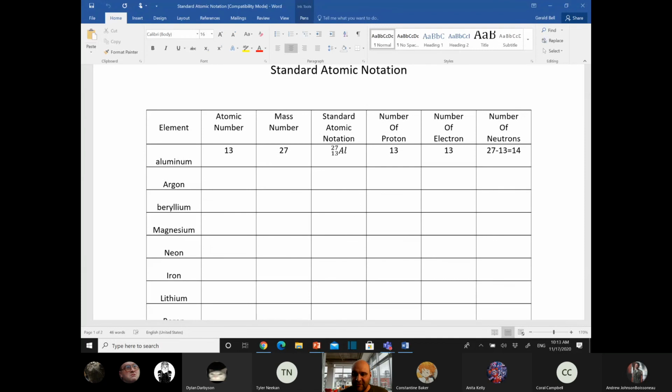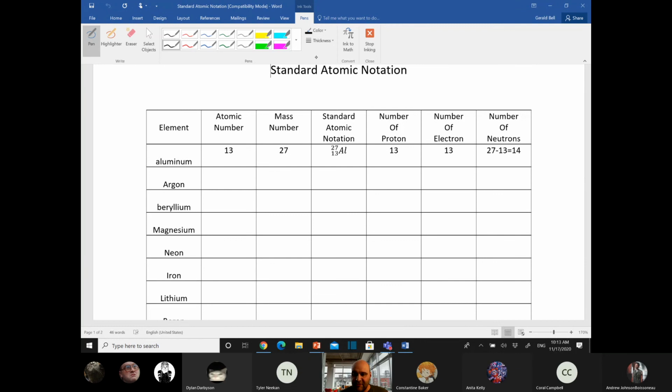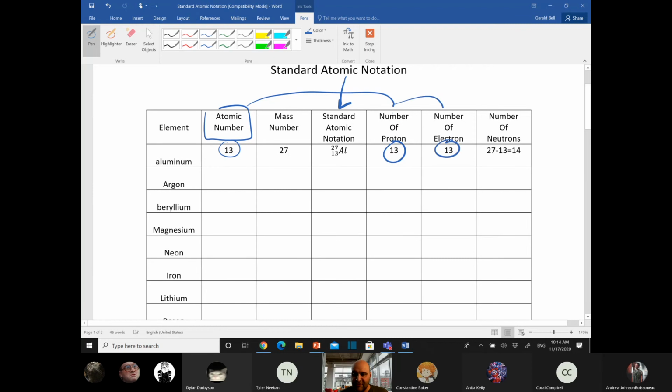So I did the first one for us here, aluminum. The key part here, kids, is the standard atomic notation column. It tells us everything. You can see that for our purposes, our atomic number 13 is going to be the same as our number of protons and number of electrons. I've also indicated for this example the mass number, and that's why we're subtracting those 2 columns to get our neutrons. I'll do the first one with you guys, and then you can get to work and give it a go.